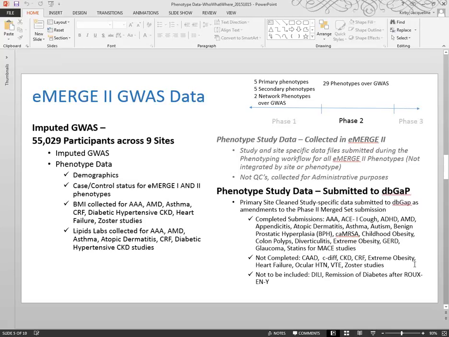You can see here the completed submissions. It didn't include all of the phenotypes in eMERGE 2, mostly because of timing. We had to get the data files in, and some of the studies hadn't completed their work yet, so the idea was that the phenotypes that hadn't been completed would be amended to the dbGaP submission sometime later. Those clean study files are in the process of being QC'd at dbGaP and do exist currently at the coordinating center.